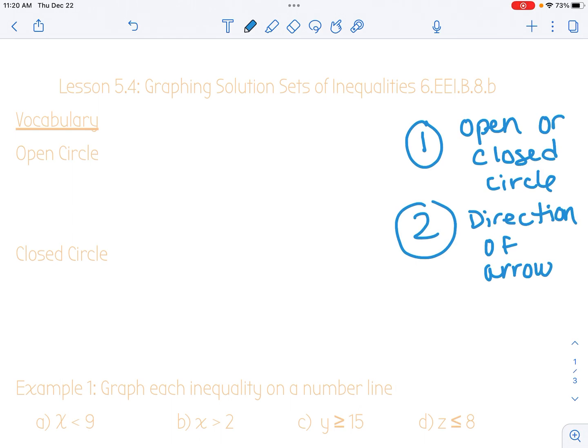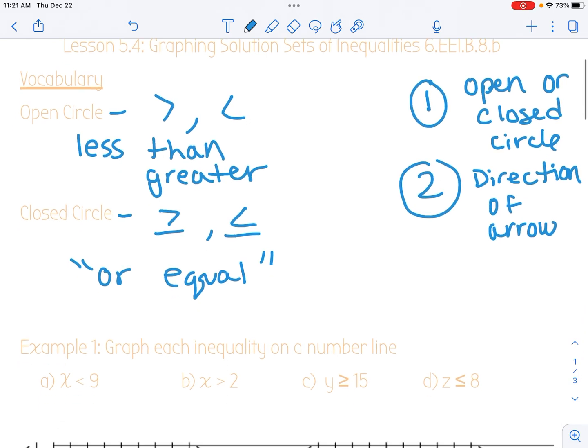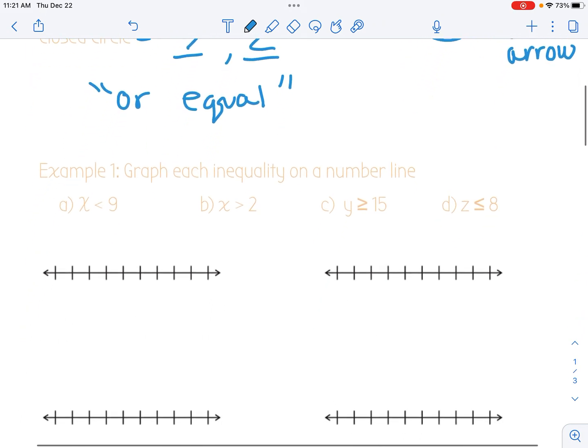Now, we use an open circle when we have less than or greater than. It is an open circle because that number is not included in the solution set for the inequality. When we use a closed circle, this is when we have less than or equal to or greater than or equal to. Whenever we see "or equal to," we want to use a closed circle because that number is part of the solution set. So let's do some examples to see.